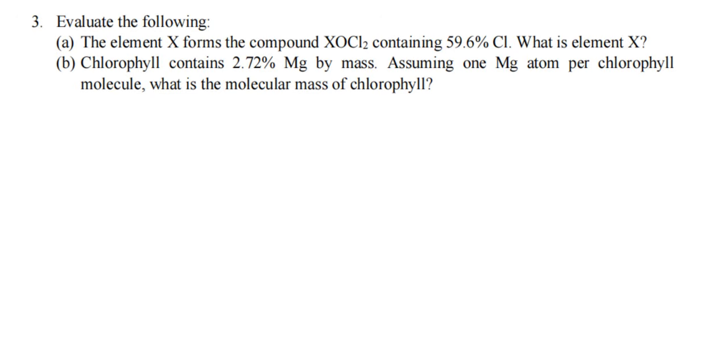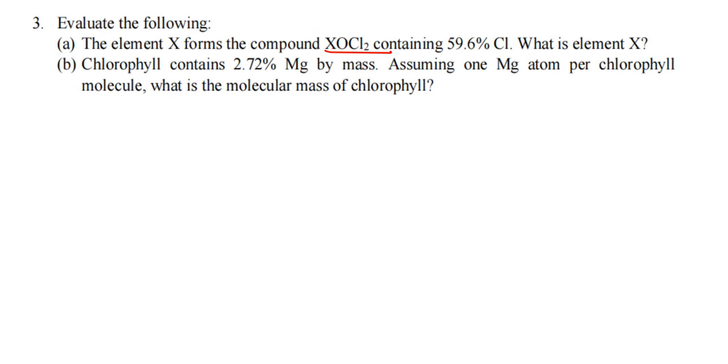Evaluate the following. The element X forms a compound containing 59.6% chlorine. What is element X? The element X forms a compound which contains this much chlorine. So what is the element X? We've got oxygen, we've got chlorine, and we've got this X compound. Basically that.